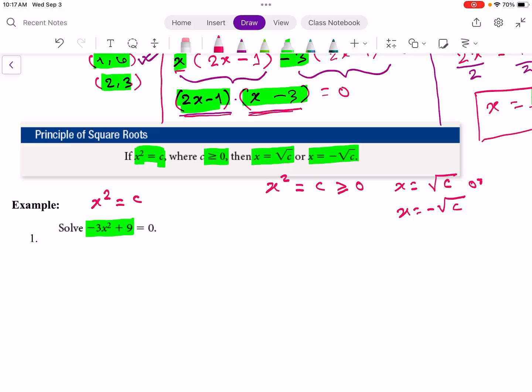Now, instead of x square on the left, what we have? We have negative 3x square plus 9. We only need to have x square on the left. So let's make it x square on the left. So how can we make x square on the left? In order to make x square on the left, we have to get rid of positive 9, right?